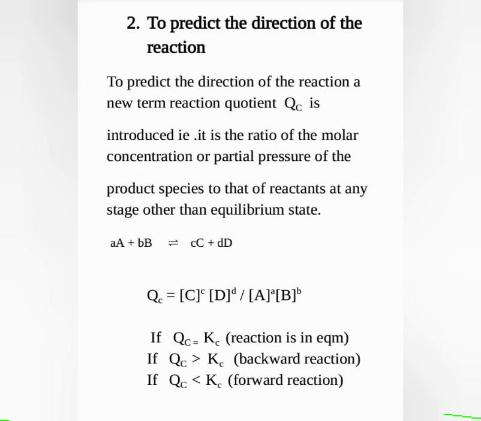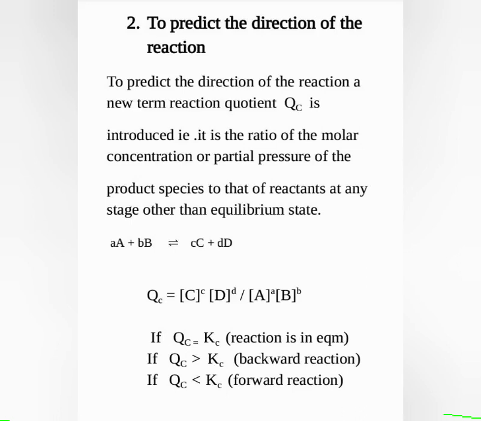I hope it's clear. We have a general reaction aA plus bB reversibly gives cC plus dD. In that, Qc can be calculated just like Kc. Then what is the difference between Kc and Qc? Kc is the equilibrium constant, whereas Qc is the reaction quotient. If the reaction is in equilibrium and you take that ratio between the concentrations or partial pressures, it will be the equilibrium constant, otherwise it will be the reaction quotient.